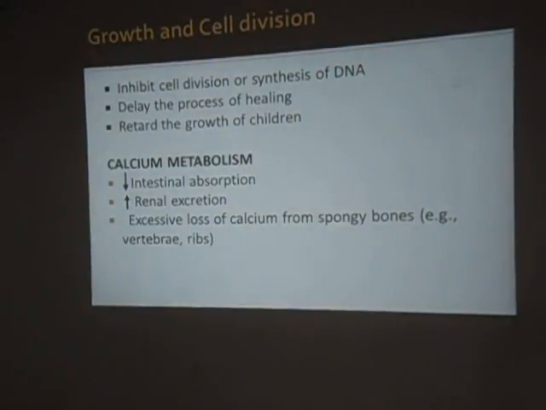Calcium metabolism: we know that these glucocorticoids are involved in the osteoporotic mechanisms. How does it take place? It is by decreasing the intestinal absorption and increasing the renal excretion. So by causing this calcium loss, you can bring about spongy bones and there will be chances of vertebral collapse.